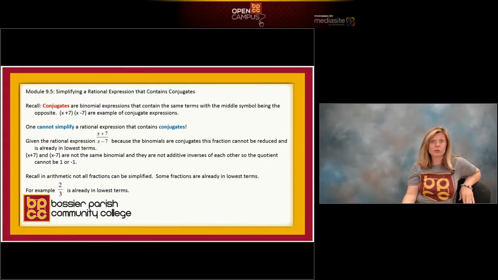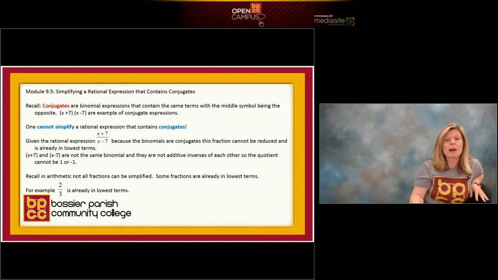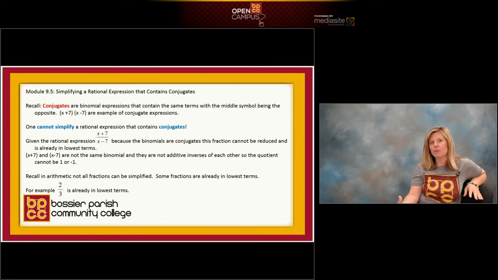Okay, we are still reducing or simplifying rational expressions, fractions. We are talking about rational expressions that contain binomials. If you remember from our previous modules, we had a special set of binomials called conjugates. So remember, a conjugate means you have two binomials that have the same terms, you just change the middle symbol. So in your notes, a conjugate would be x plus 7 and x minus 7. They both have the term x, they both have the term 7, you just change the middle symbol.